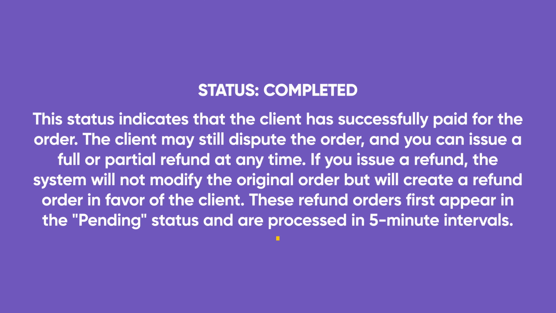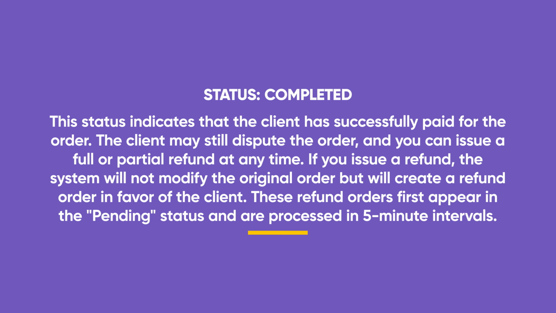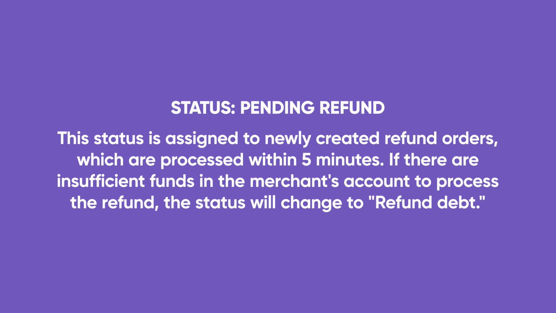Status completed. This status indicates that the client has successfully paid for the order. The client may still dispute the order, and you can issue a full or partial refund at any time. If you issue a refund, the system will not modify the original order, but will create a refund order in favor of the client. These refund orders first appear in the pending status and are processed in 5-minute intervals. Therefore, avoid attempting multiple refunds for the same order if you haven't yet seen the refund order, as the process is not instant.